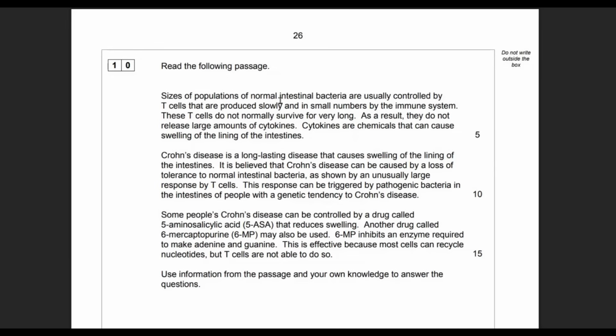Sizes of populations of normal intestinal bacteria are usually controlled by T cells that are produced slowly and in small numbers by the immune system. If you wanted to highlight, I suggest you underline that they're produced slowly and in small numbers normally. These T cells do not normally survive for long, so they're short-lived. As a result, they do not release large amounts of cytokines. So I'd underline cytokines. Cytokines are chemicals that can cause the swelling of the lining of the intestines. Of course, cytokines are used for cell signaling in the immune response.